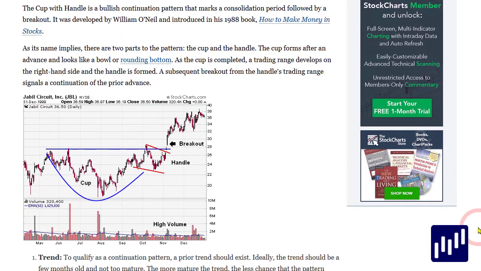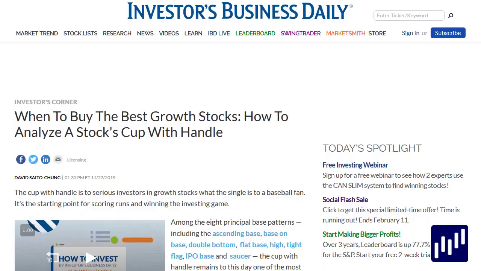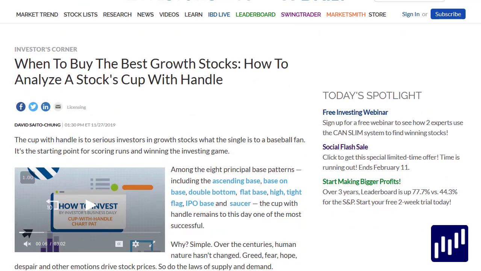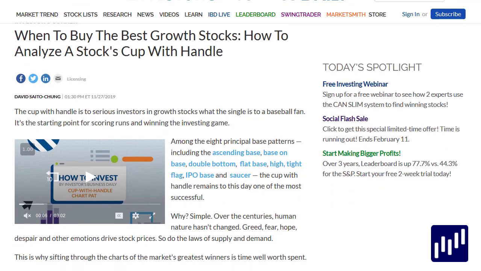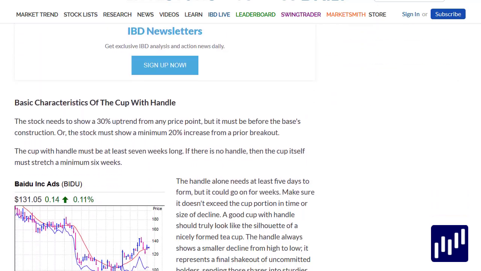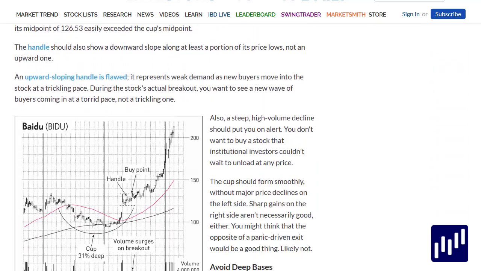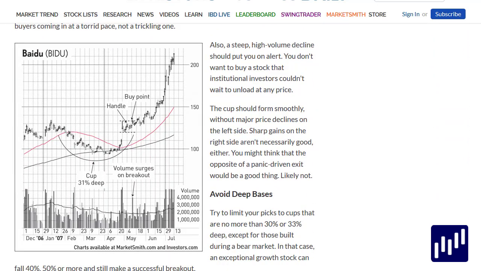And there is a very old example of Jabil Circuit. I don't think this company's even around anymore. Taken out or taken under, but there's the breakout. There's also an article in IBD, Investor's Business Daily, that shows a cup with handle example and how to play it. The example is with Baidu. So we're going to look at the one with Amazon.